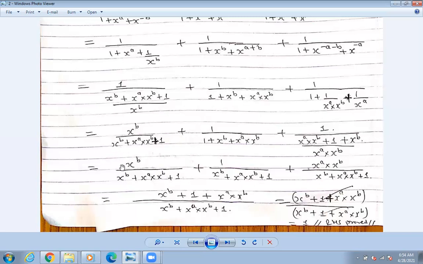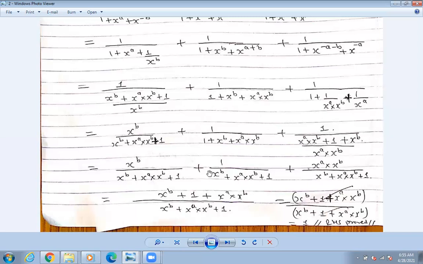Let us arrange in this way. X power b. Okay, here also x power b is there. Here also x power b is there. X power b only we write. Okay, plus in the second, what is there? X power a into x power b. Let us write down this one. So here also x power a into x power b. We write it in the second. Here also x power a, x power b. Okay, so let us write in the second.